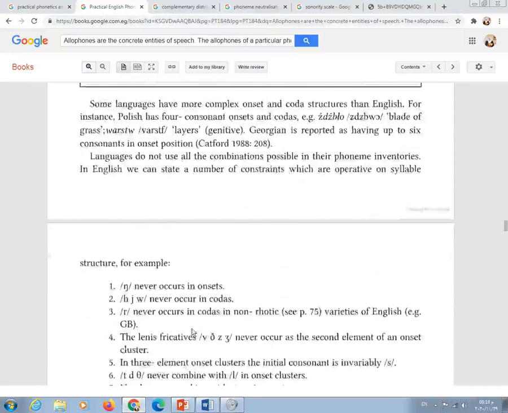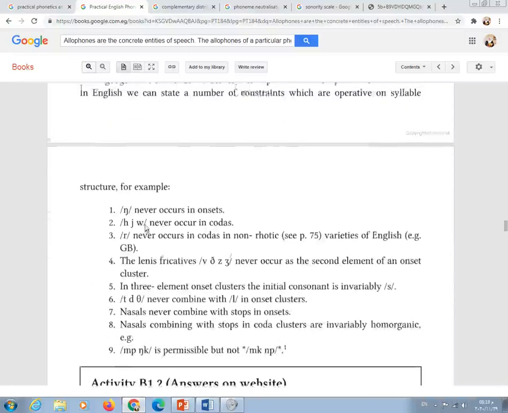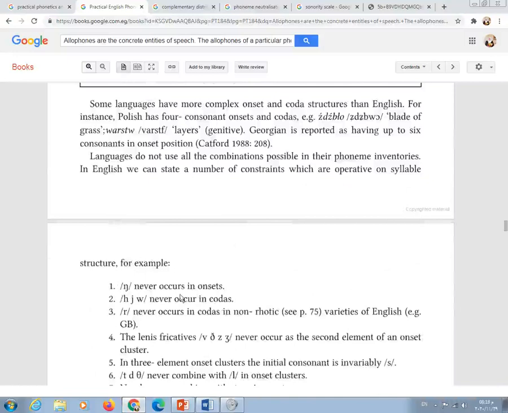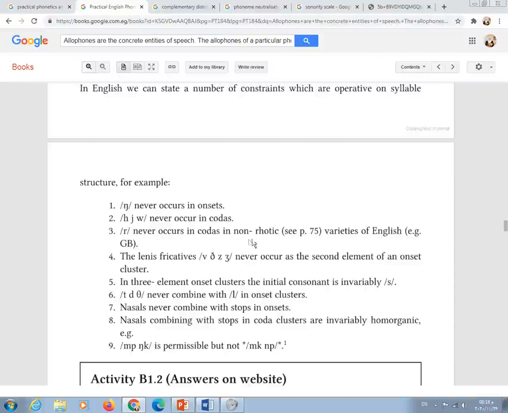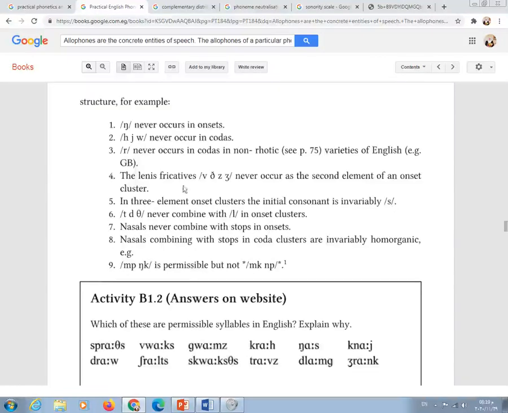Yes, more rules. Yes, ng never occurs in onsets. Yes, h, w, y never occur in codas. Yes, this is true. We do not have English syllables or English words in general ending with h or y or w. In rhotic accents such as American English, you can end a syllable with r, but in British English, especially RP, you cannot end with r because final r is dropped. They do not pronounce it. The fricatives f, z, j never occur at the second element of the onset.